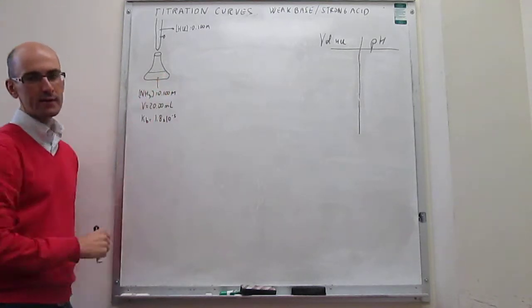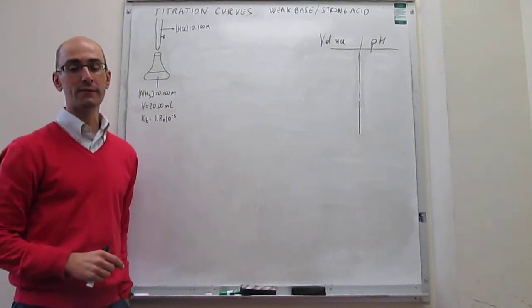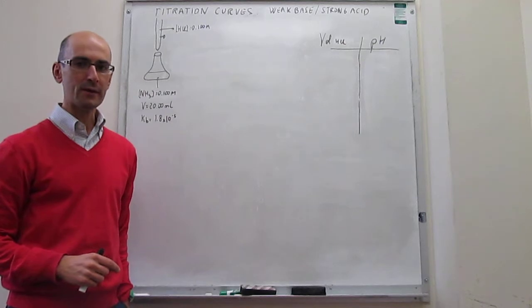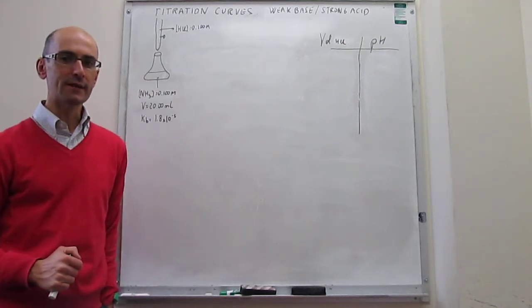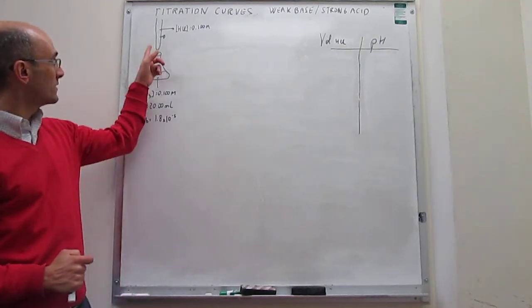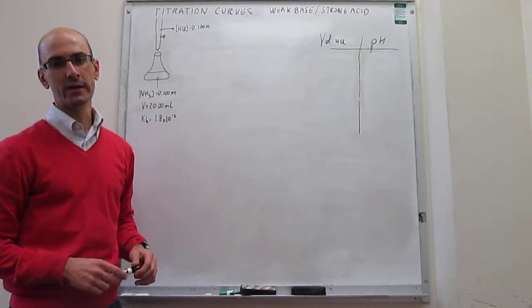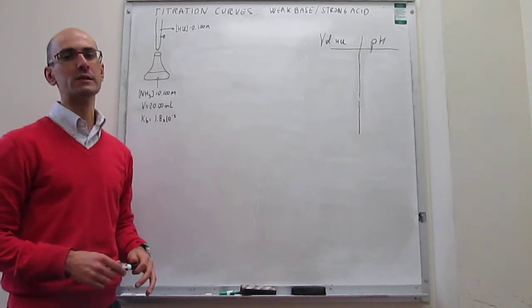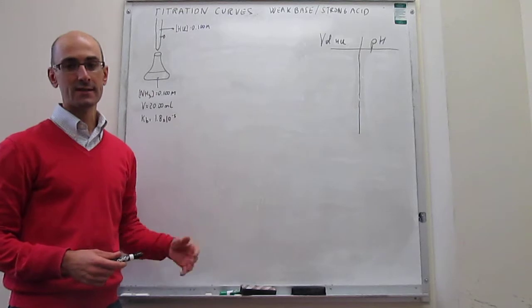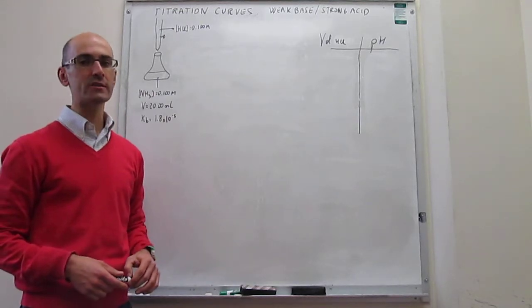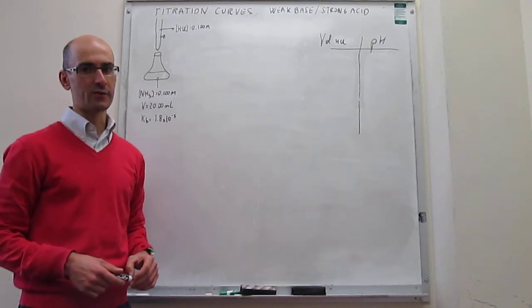Here as an analyte, we have a solution of ammonia, 0.1 molar, and we have 20 mL of that solution. And then we're going to titrate it with a strong acid, hydrochloric acid, which is in 0.1 molar concentration. The goal of this exercise is to see how the pH changes upon addition of the strong acid.